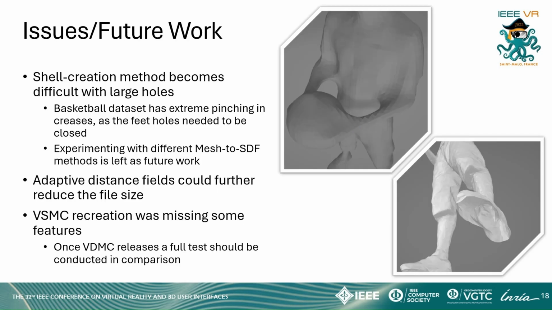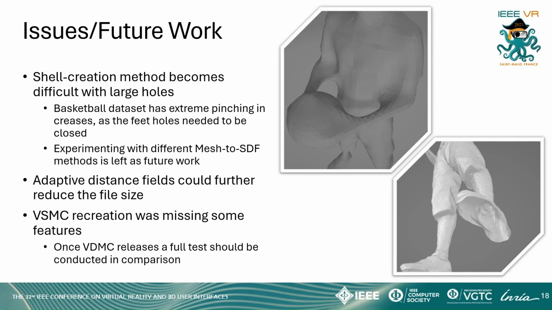There are a handful of issues that are left as future work. For instance, when experiencing large holes in the mesh, the proposed method has to create an extremely large shell in order to fully enclose the mesh and create a signed distance field. As can be seen, the basketball player has large holes in his feet, and because the shell size grew so big, his elbows are now part of his torso. So experimenting with different mesh to SDF methods is left as future work.